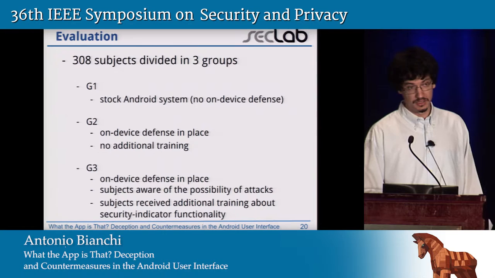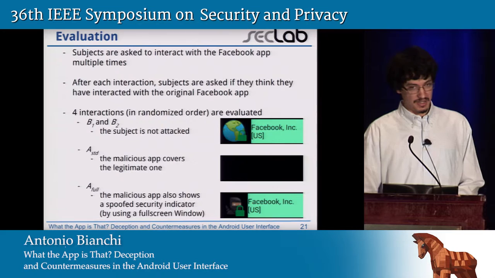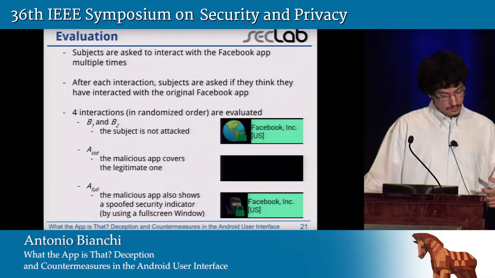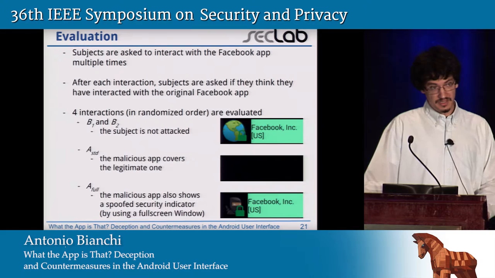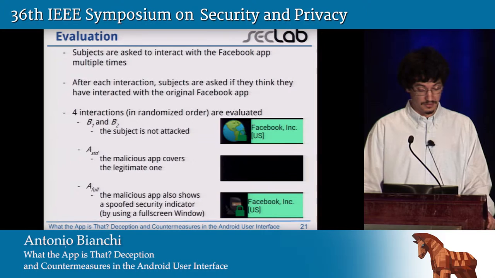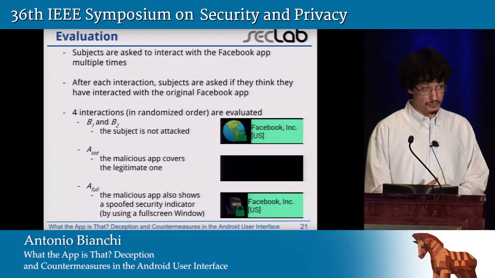So to evaluate subjects, we asked them to interact with Facebook four times. And after each interaction we asked if they thought that they were interacting with the original Facebook app or not. And actually, during two of these interactions, we performed an attack. In one case, we performed the attack exactly as we have seen in the video, that is, the malicious app just covers the original Facebook login window. And in the other case, we simulate the case in which an app is also trying to spoof the security indicator, but of course, it fails in showing a proper secret image.